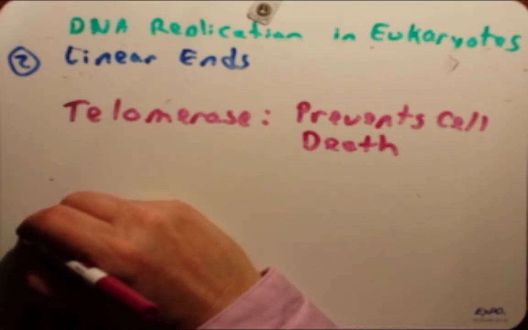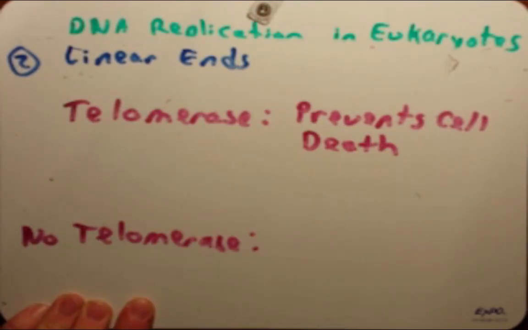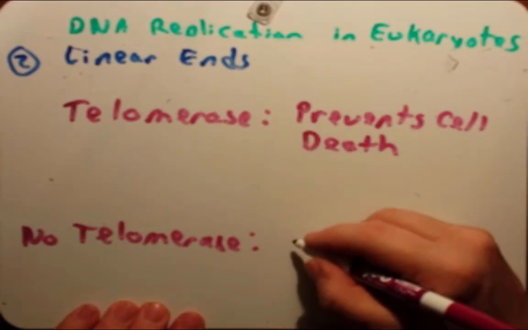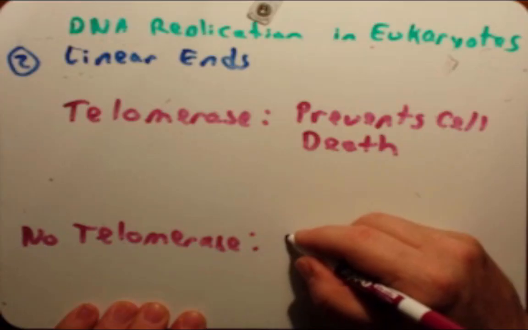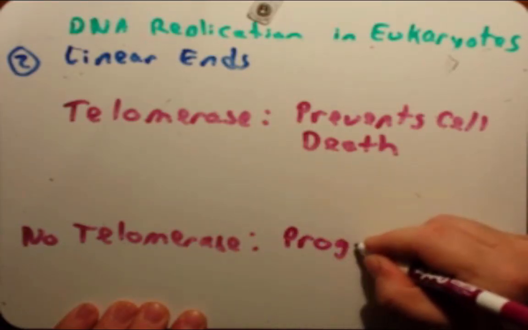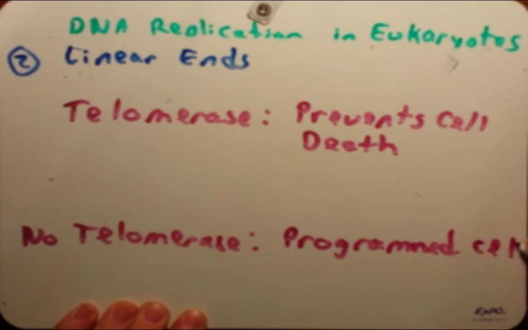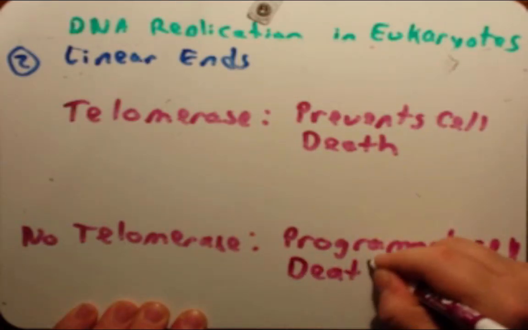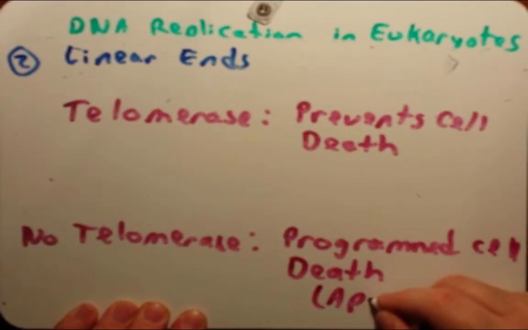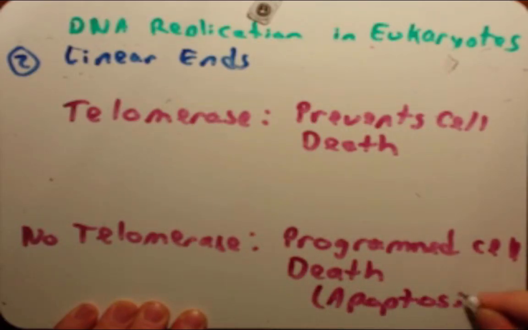So when there's no telomerase in a cell, the cells at some point, because as that overhang gets shorter and shorter and shorter, that will signal the cell to die. So with telomerase not being present, we will at some point cause something known as programmed cell death. Or you might have heard it before as apoptosis.